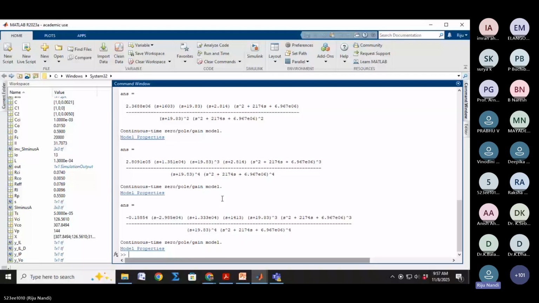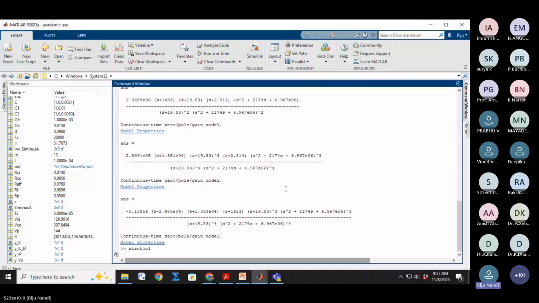You can see that last part, this is the V0 by D equation. Okay, so I have got that after the coding part. Okay, now you have to type sisotool. Okay, sisotool I have to write. You can see that I have written the sisotool, then enter. Taking some time, 1 to 2 minutes.